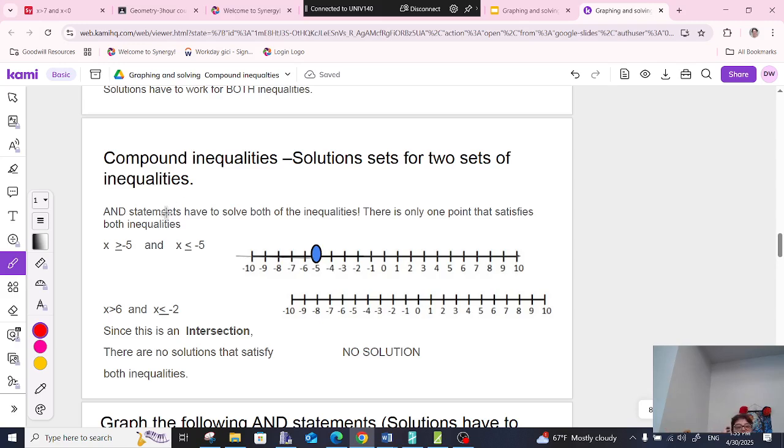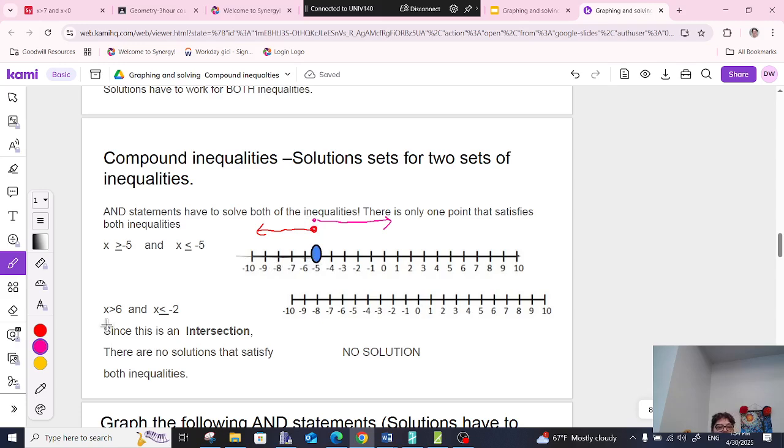We're going to continue. So it's for two sets of inequalities. So look at this one. It's saying x is greater than or equal to -5, and x is less than or equal to -5. There's only one number that this would work for, and that'd be -5. Because if I graph this one, it would be going this way, right? The other one would be going this way. Where's the overlap? Just that number, -5.